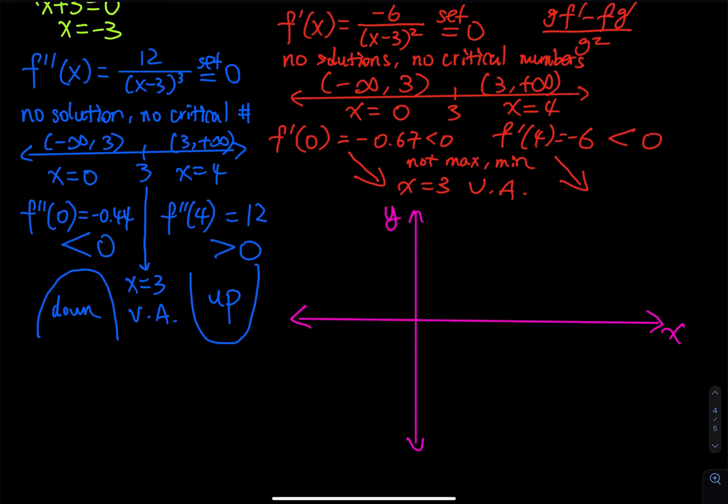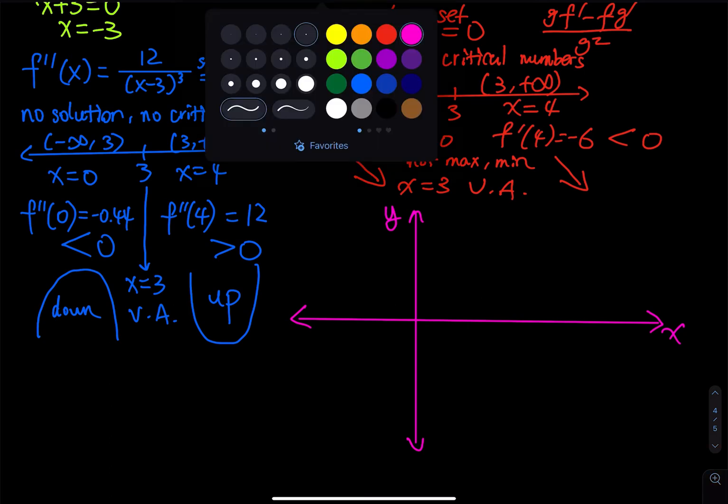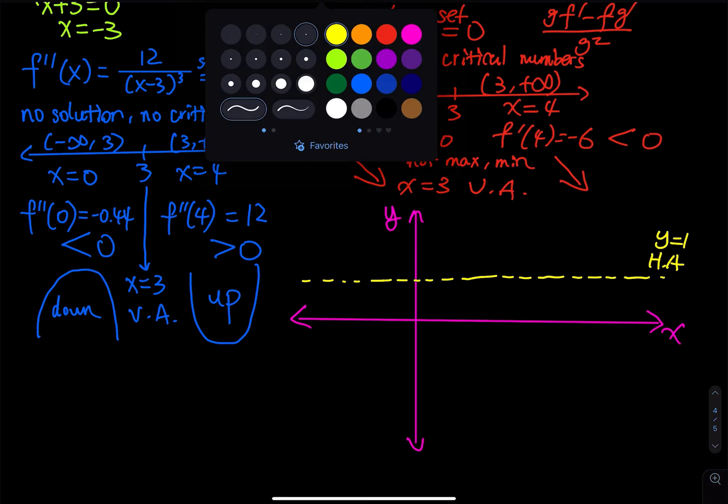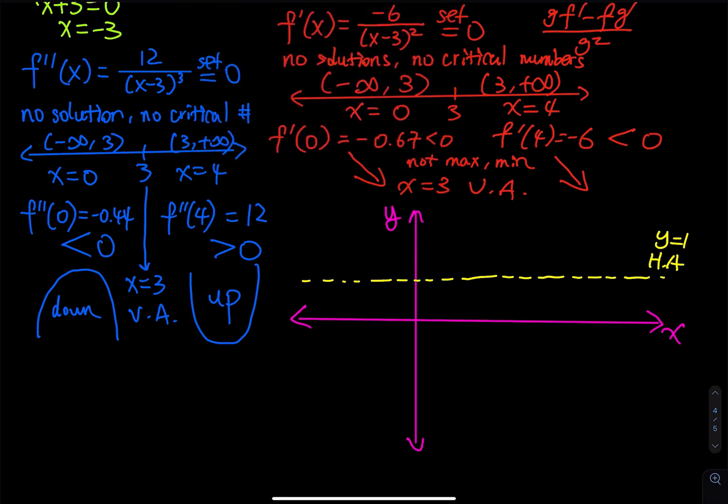And then what is the horizontal asymptote? Look at what you wrote. The horizontal asymptote is y equals 1, right? So we have y equals 1. This is my horizontal asymptote. So I'm going to write HA, y equals 1. And then what about the vertical asymptote? The vertical asymptote is, we mentioned that so many times already, x equals 3. So x equals 3 is your vertical asymptote.